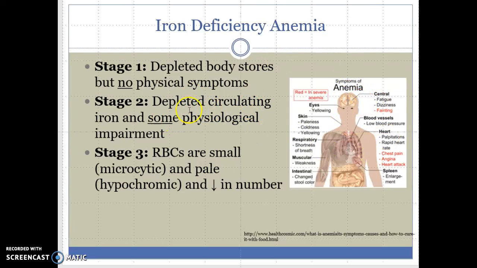Then as you get to stage 2, you'll have some noticing of symptoms, but usually it's stage 3 when you start seeing the change in the blood cells and you start noticing these symptoms. So it takes a long time to become iron deficient. It doesn't just happen overnight. And the same way, it takes a long time to build up your iron if you are iron deficient. So you can't just take a pill one night and feel great the next day.